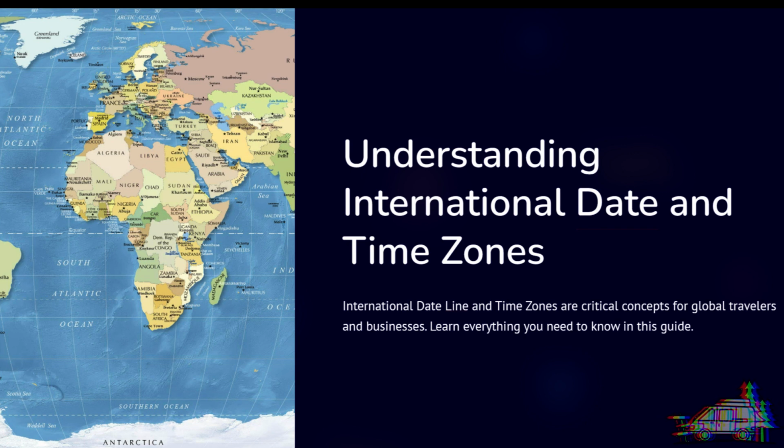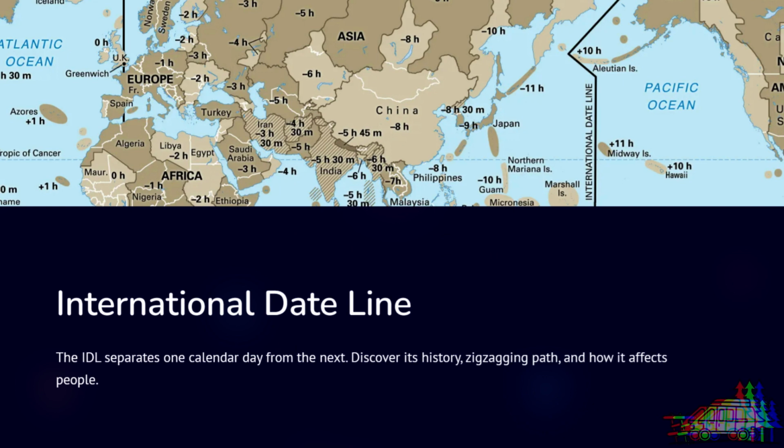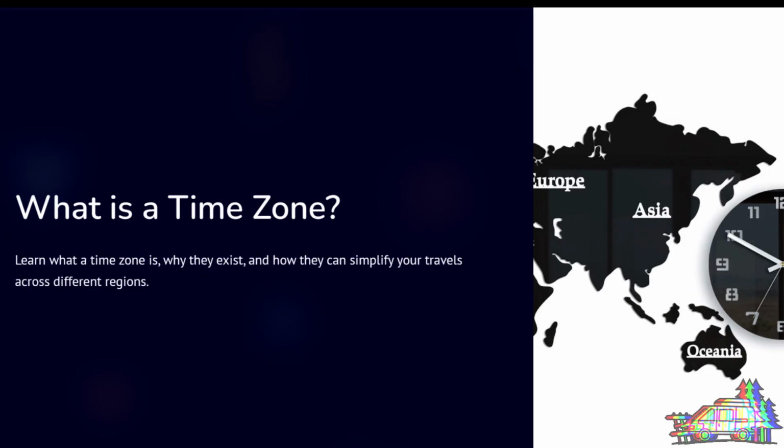Understanding international date and time zones. International date line and time zones are critical concepts for global travelers and businesses. Learn everything you need to know in this guide. International date line. The IDL separates one calendar day from the next. Discover its history, zigzagging path, and how it affects people. What is a time zone? Learn what a time zone is, why they exist, and how they can simplify your travels across different regions.